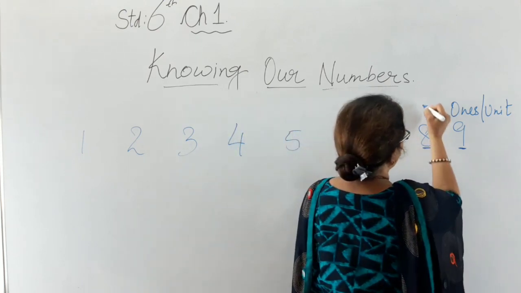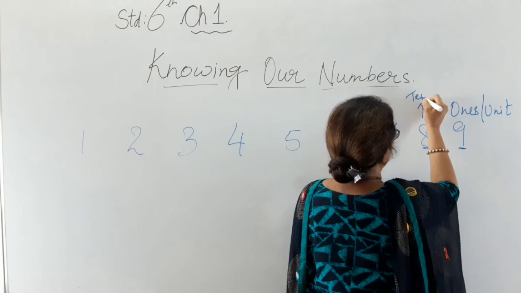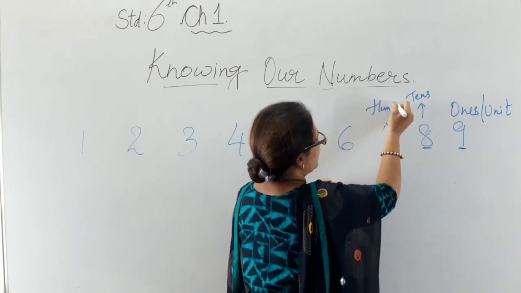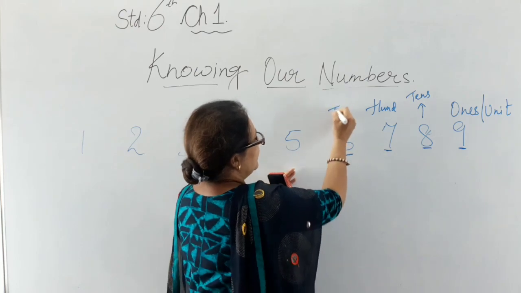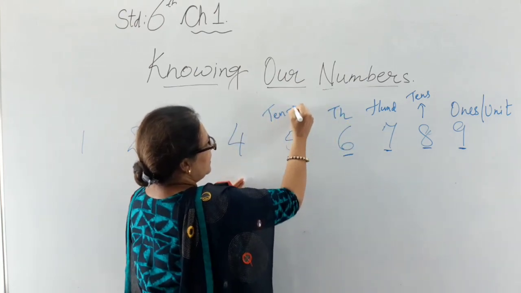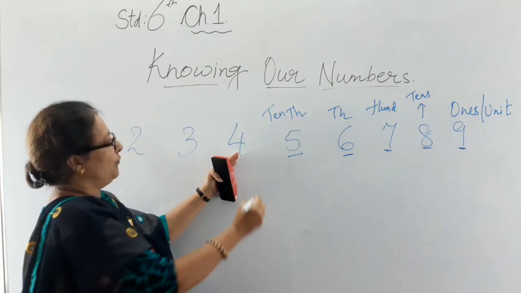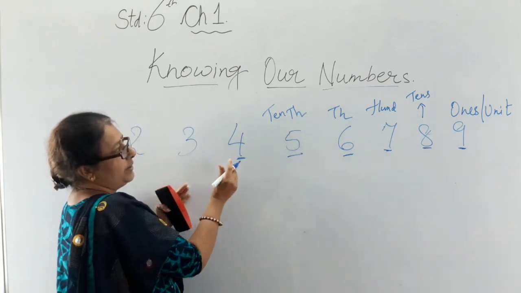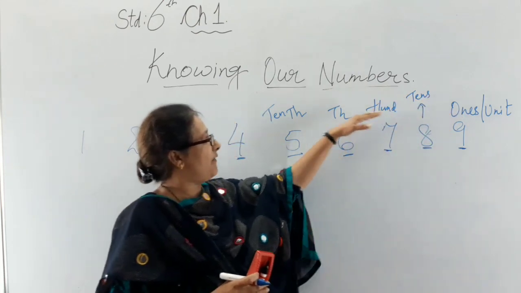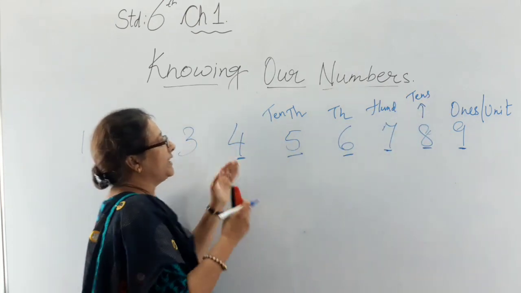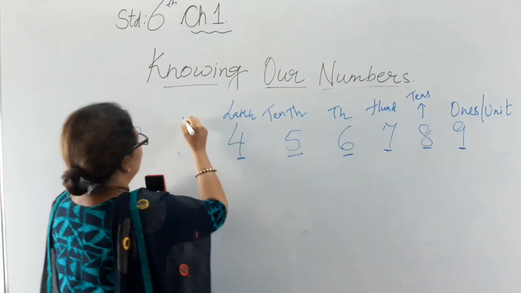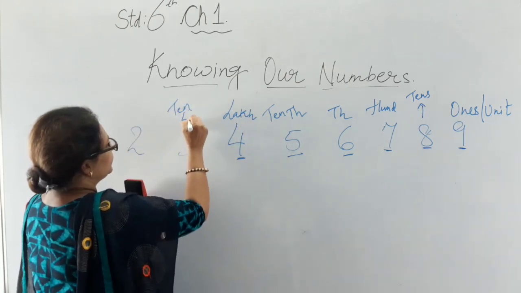Then the 8 position is the tens place, 7 is the hundreds place, 6 is the thousands place, 5 is the ten thousands place, followed by 4. Now after counting ones, tens, hundreds, thousand, 10,000, it will be followed by lakh, 10 lakh.